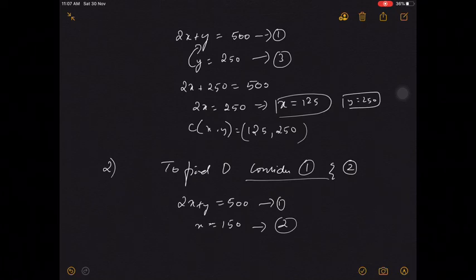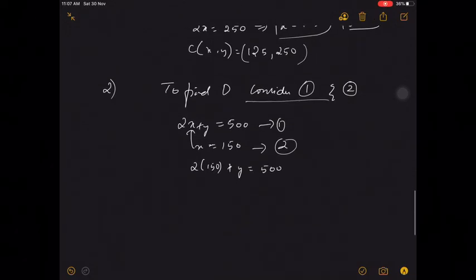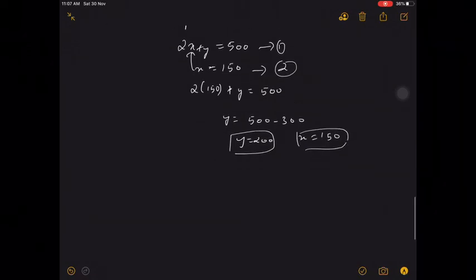Here we need not use the simultaneous method because we already know the value of x. So we'll just put the value of x as 150 in the equation. So we get 2 into 150 plus y is equal to 500. Now what will be the value of y? y is equal to 500 minus 300. So y is equal to 200. What is the value of x? x is equal to 150. So now x comma y is equal to what? 150 comma 200, and that is your unknown point D.